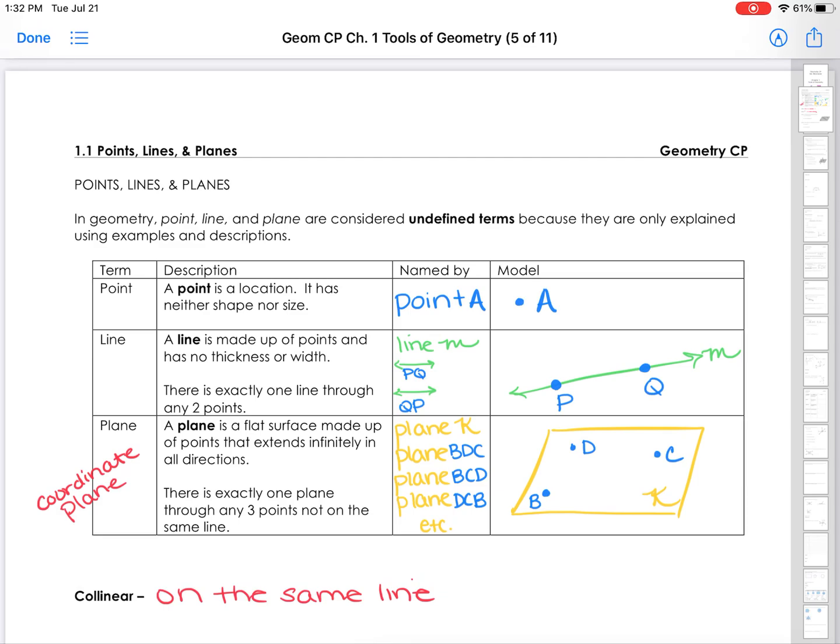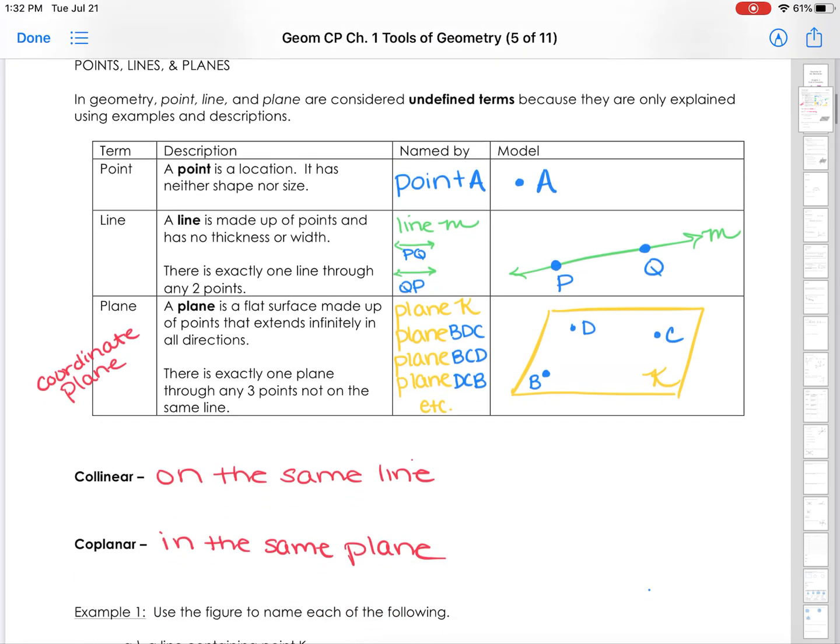So plane BCD, plane DCB, plane BDC. It could be any order of these. As long as you just rearrange them, D, B, C, you could get a whole bunch of different options.